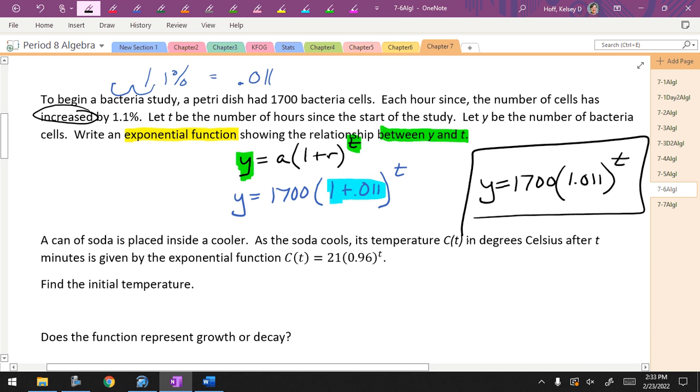Now, we really can't do anything with this because we don't know how long t is and we don't know what y is. They're asking us purely, can you take the information to figure out what your initial value is, or your starting amount, and your rate?